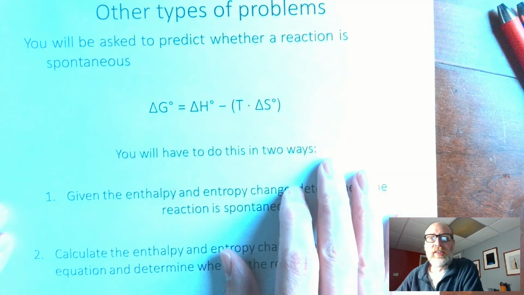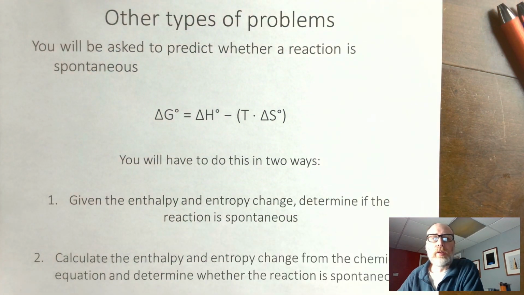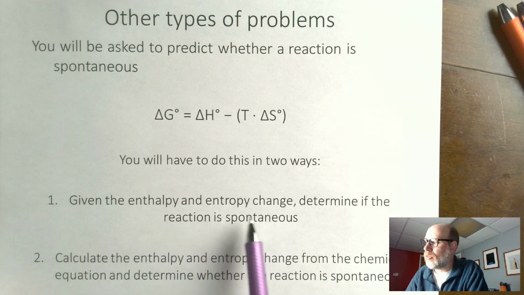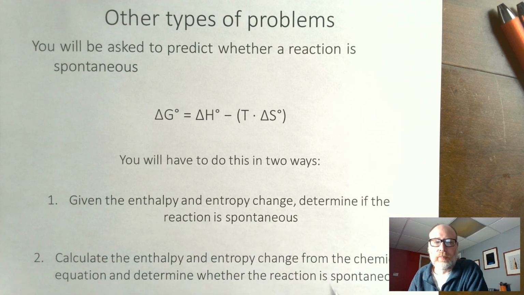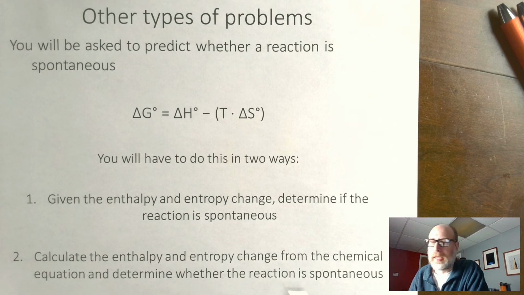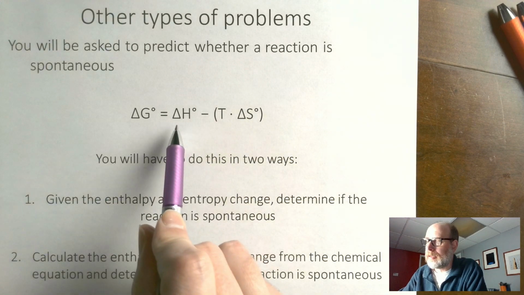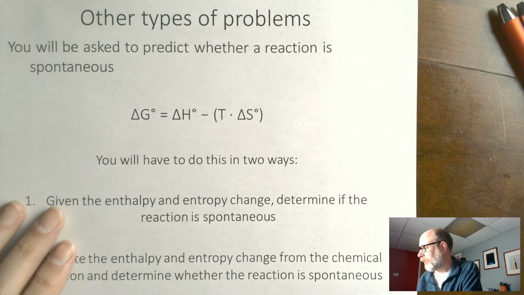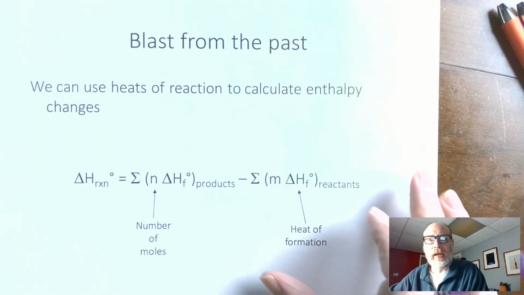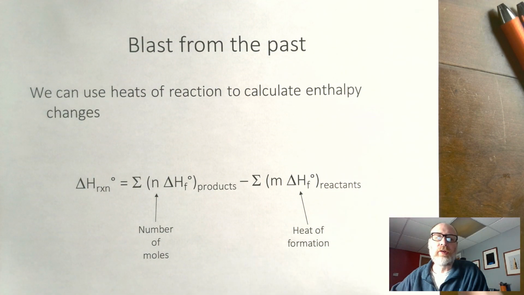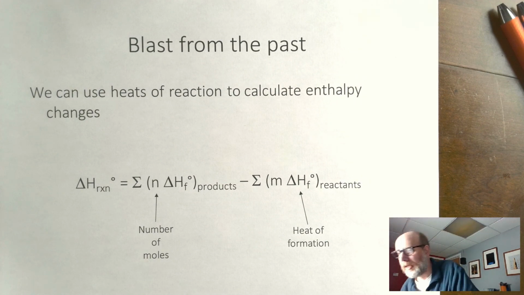So remember, we said there were two different ways. Number one, given an entropy and enthalpy change, determine whether a reaction is spontaneous. The second is, can we calculate the enthalpy and entropy change from the chemical equation? All right, this is something that you know how to do already, and I'm going to just prove it to you here in a second. Because not always are you going to be given directly that enthalpy and entropy change. You might have to calculate it. And you might say, well, I don't know how to calculate something like that, but it turns out that you do, because you've done this before and you just may not realize it.